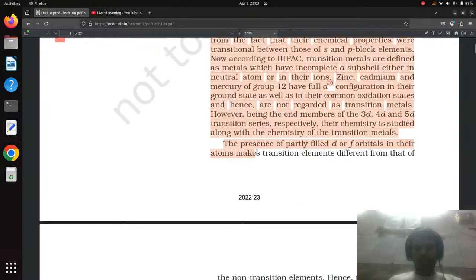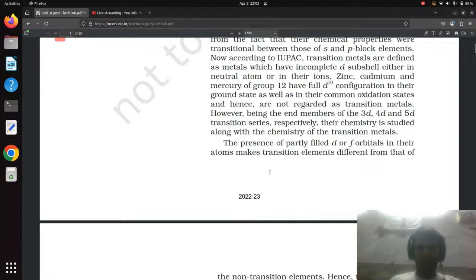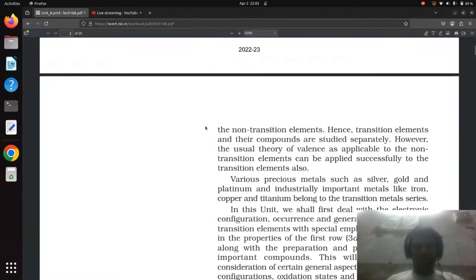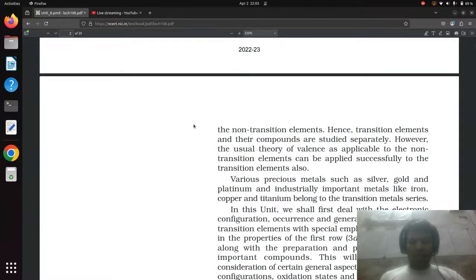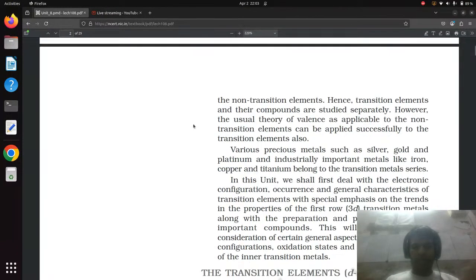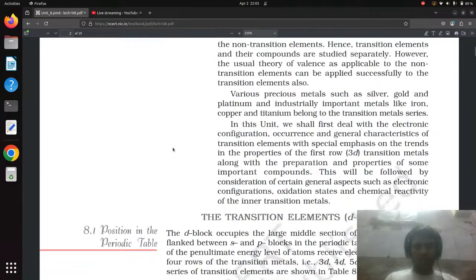The presence of partially filled d orbitals makes transition elements different from the non-transition elements. Hence, transition elements and their compounds are studied separately. However, the usual theory of valence as applicable to non-transition elements can be applied successfully to these elements also. Various precious metals such as silver, gold, and platinum, and industrially important metals like iron, copper, and titanium belong to the transition metal series.